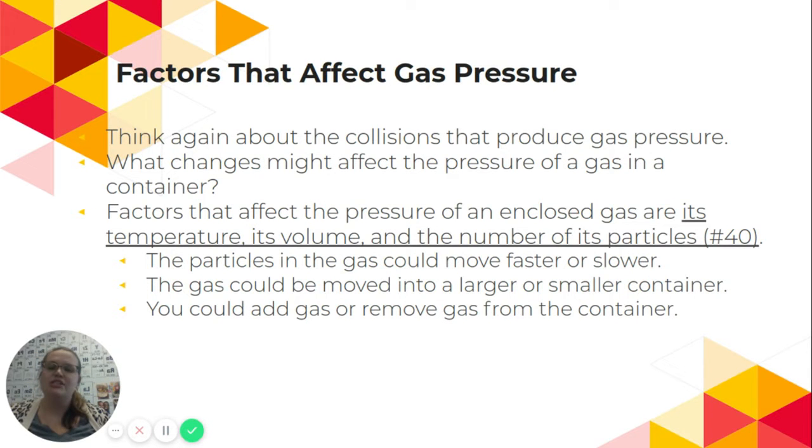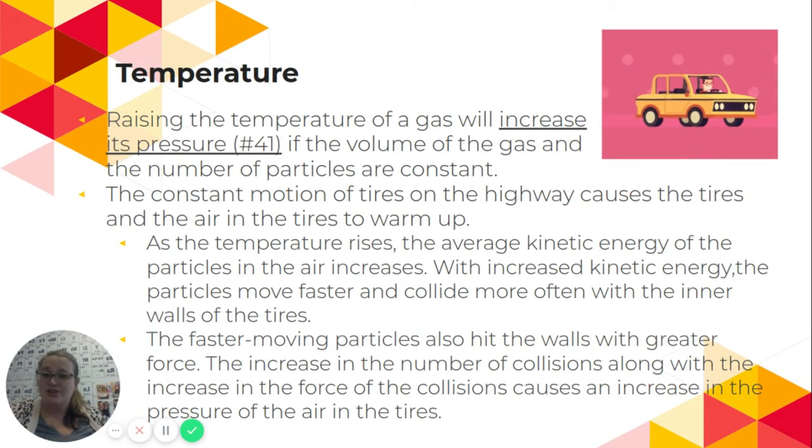Think again about the collisions that produce gas pressure. What changes might affect the pressure of a gas in a container? Factors that affect pressure in an enclosed gas are its, number 40, temperature, its volume, and the number of particles. The particles in the gas can move faster or slower. The gas can move into a larger or smaller container, and you can add gas or remove gas from the container. So let's talk about temperature.